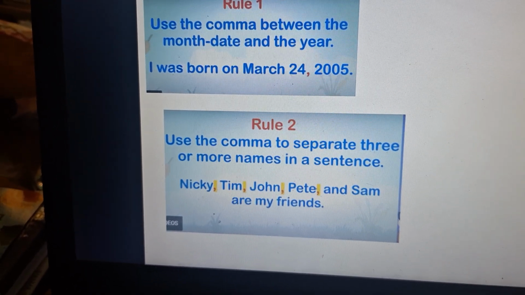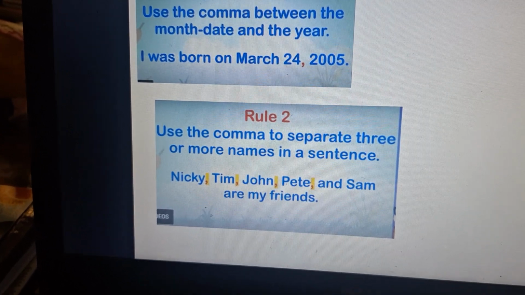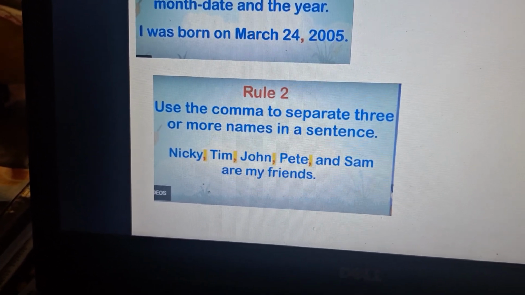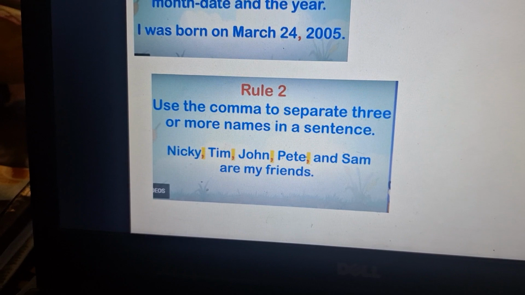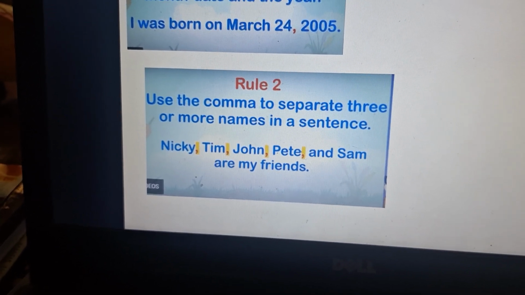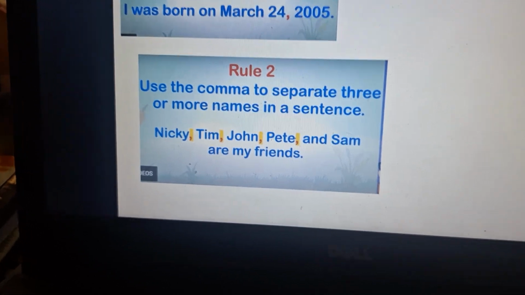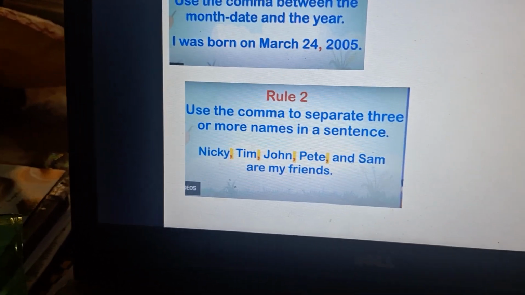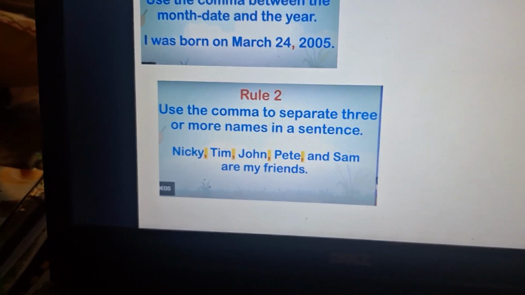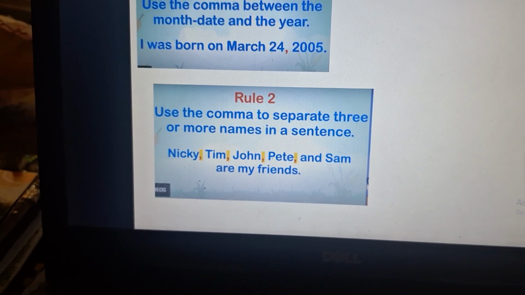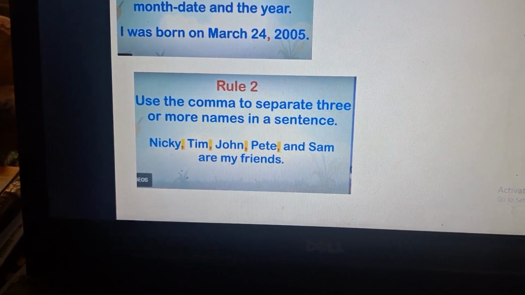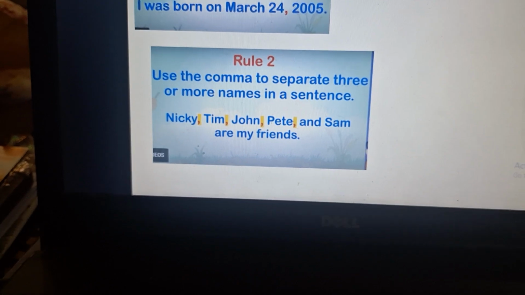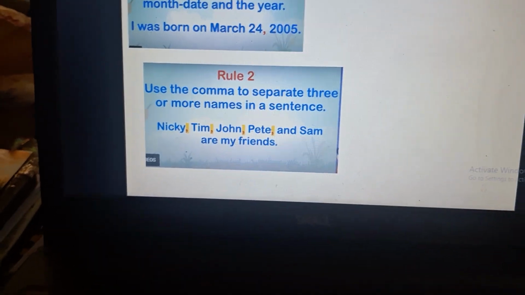Rule number 2 is comma is used to separate 3 or more names in a sentence. For example, Nikki, Tim, John, Pitty and Sam are my friends. A sentence is wrong if we write the names without comma, because it means that the names of my friends are Nikki, Tim, John, Pitt and Sam. It means a single person's name is Nikki, Tim, John, Pitt and Sam. But if we give commas, it means they are separate persons. I hope you have understood rule 1 and rule 2.